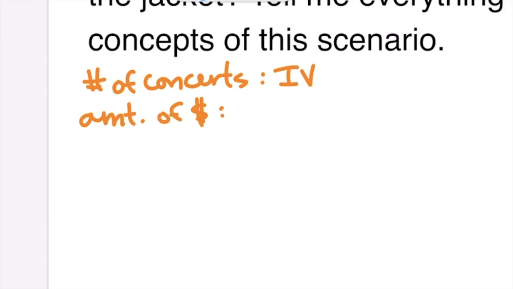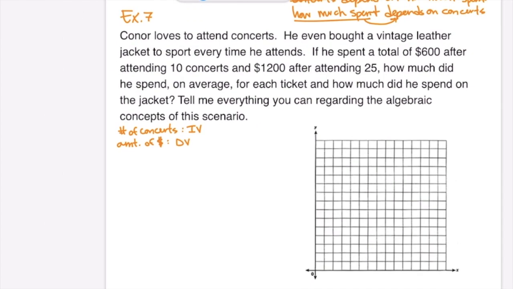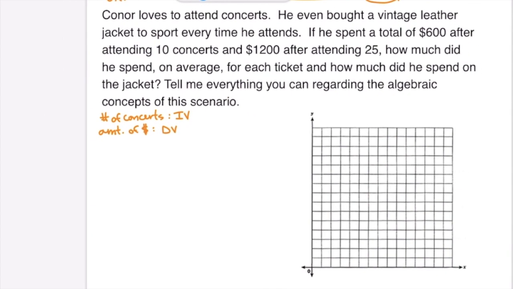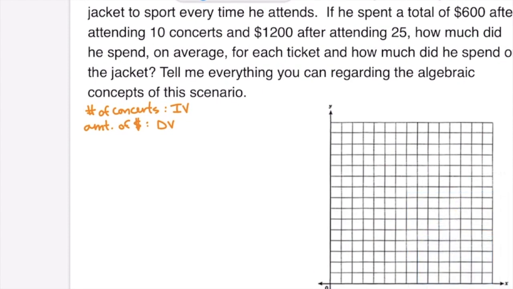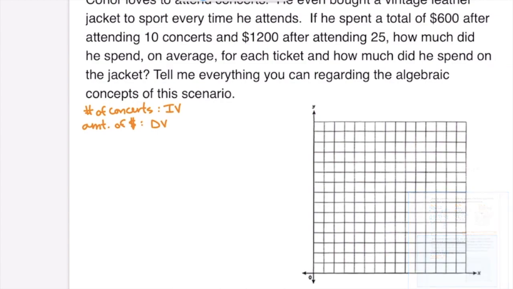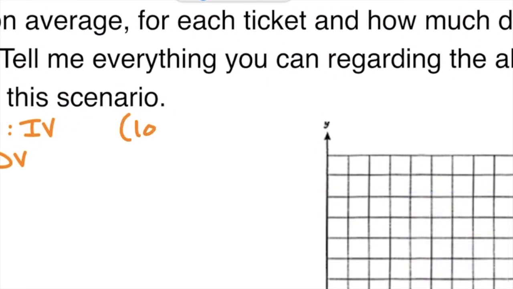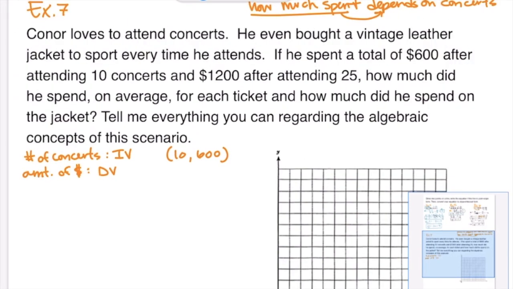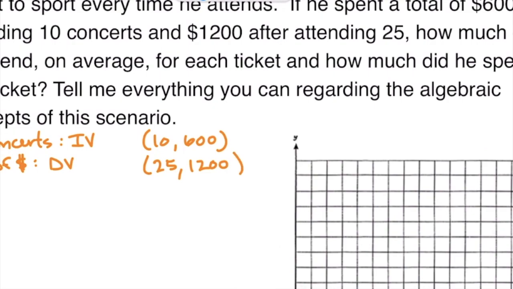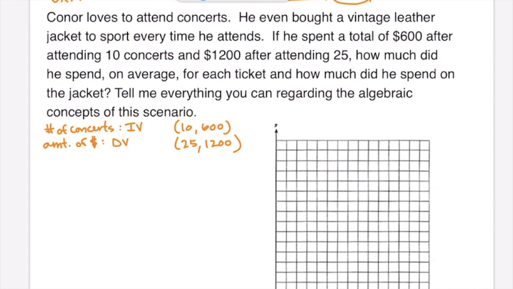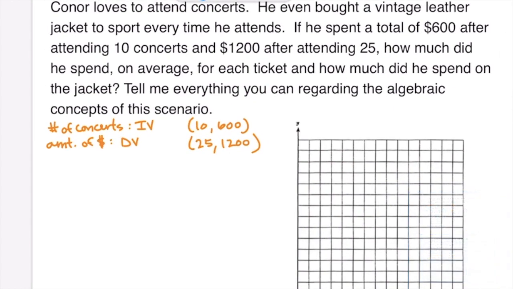So what we have here when we see 600 and 10 and 1200 and 25 is that we have two ordered pairs. And think about this. The number of concerts is our x value, and the total cost is our y value. So what we can do is we can say after 10 concerts, he spent $600. And after 25 concerts, he's spent $1,200. So notice now we have a mathematical scenario with some ordered pairs that we can use to tell us a lot of things. So we've talked about independent, dependent variables.